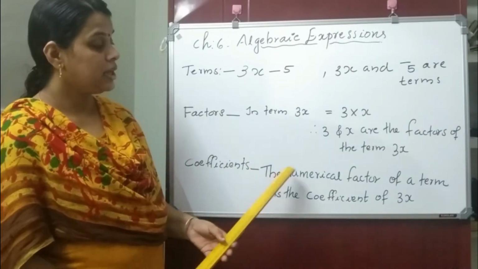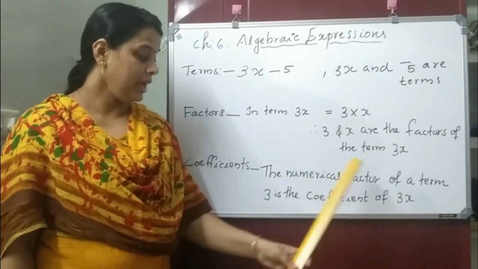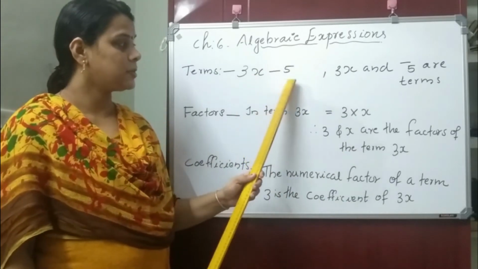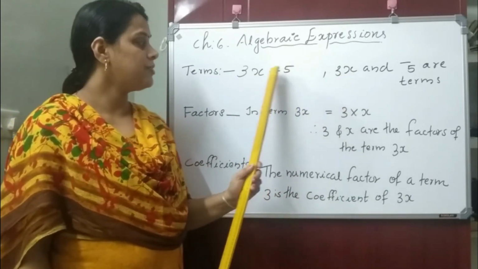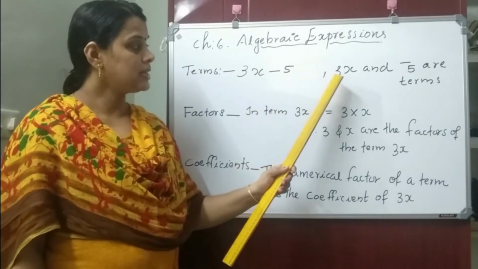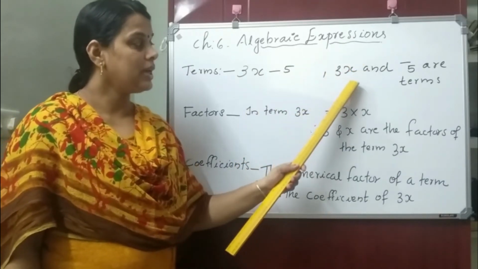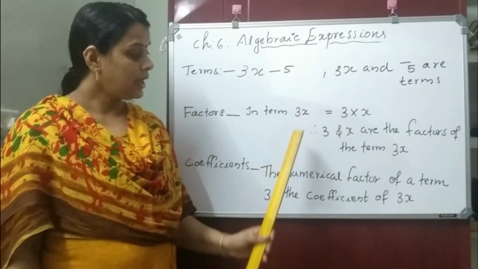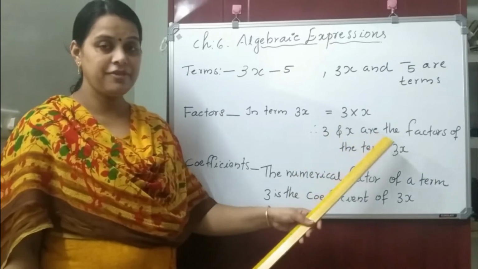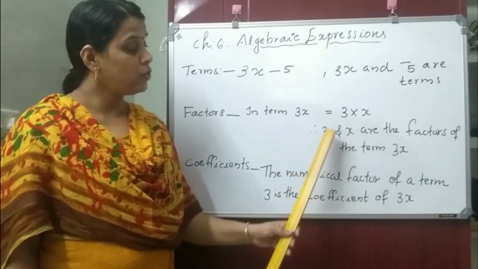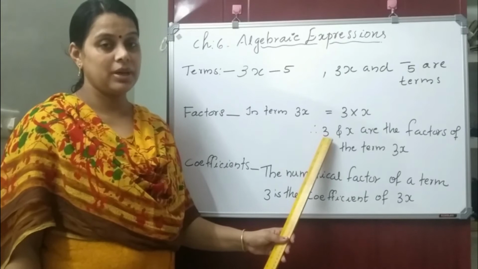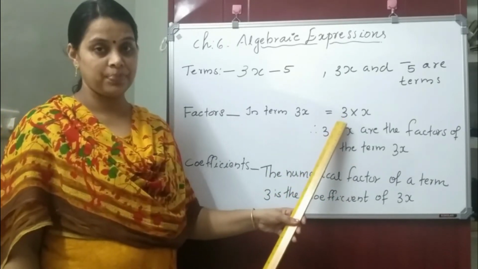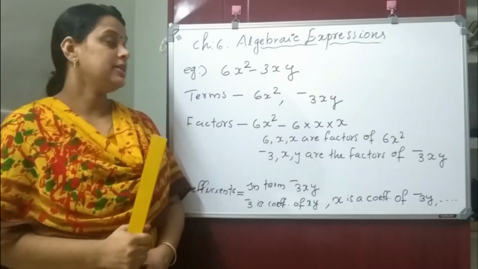Now, what is a coefficient? Coefficient is the numerical factor of a term. We can consider the term 3x, one term of this algebraic expression. In this term 3x, what is the numerical factor? That is 3. Here 3 and x are the factors. Which one is the numerical factor? 3 is the numerical factor. So we can say 3 is the coefficient of this term. Understood?